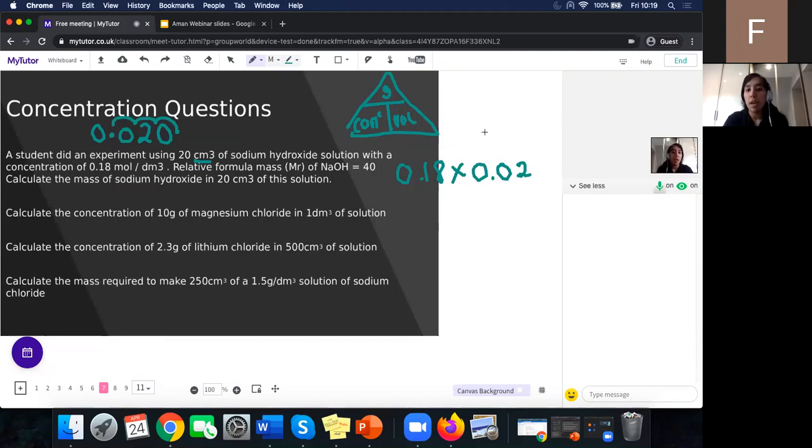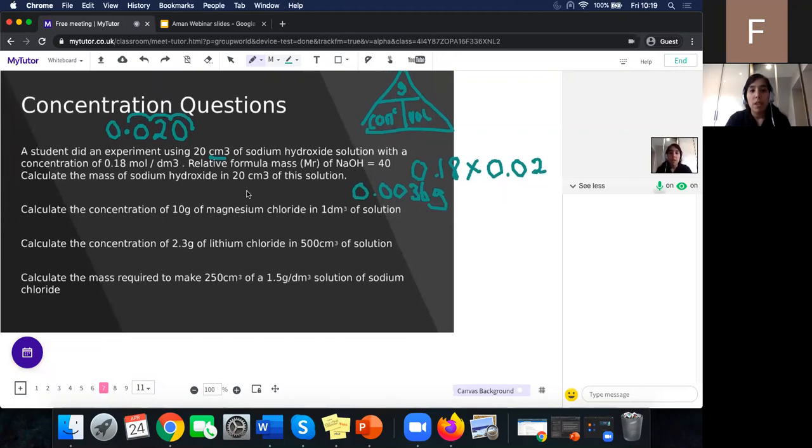If you put that into your calculator, you should get an answer of 0.0036. And remember, it will be in grams. And that is the mass of sodium hydroxide that was dissolved in this solution. Good, excellent. Well done to people giving me the correct answer. Okay, let's have a go at the second question.